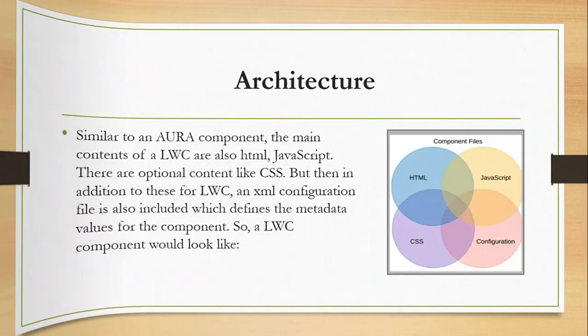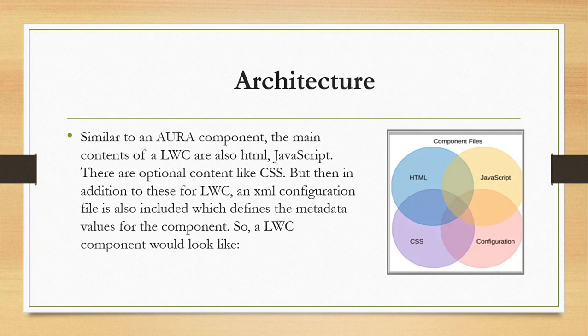Lightning Web Components. The architecture of Lightning Web Components is similar to Aura components. The main content of an LWC is also HTML and JavaScript. CSS is optional content, but in addition to these, an LWC has an XML configuration file included while creating it. There are three files that will be created: the .html, .js, and meta.xml files.